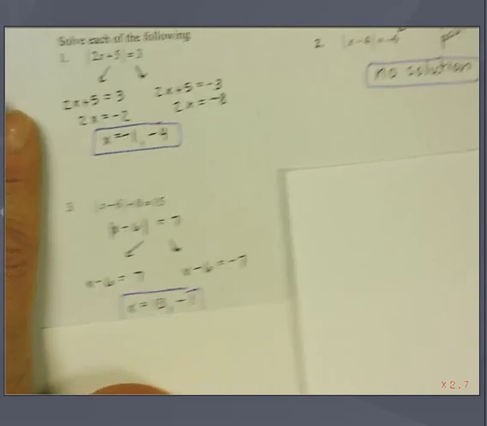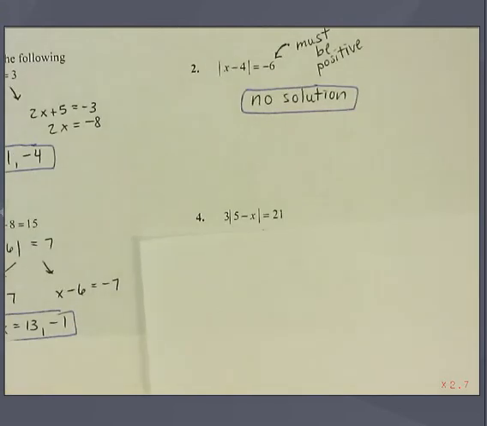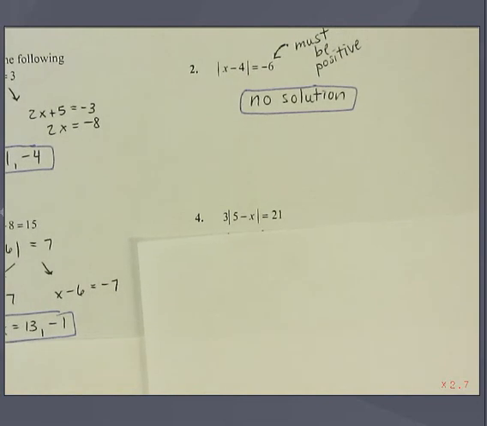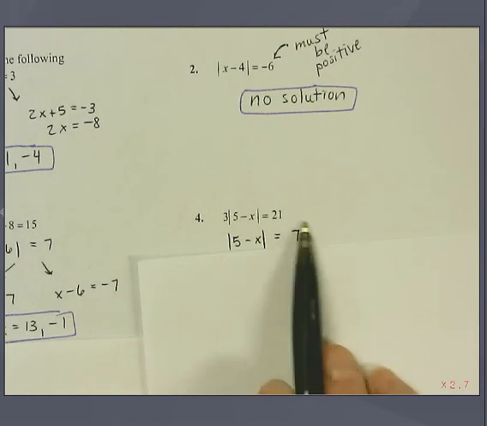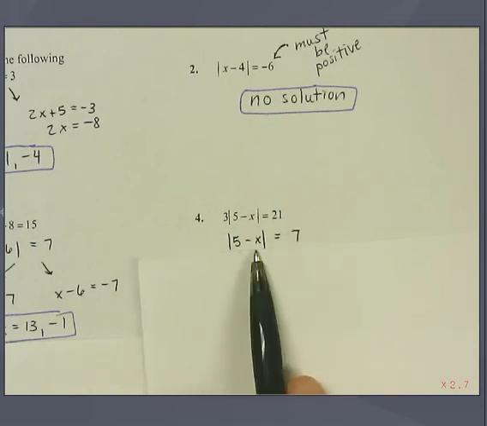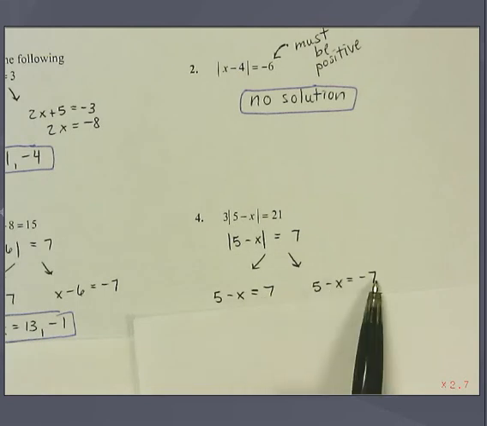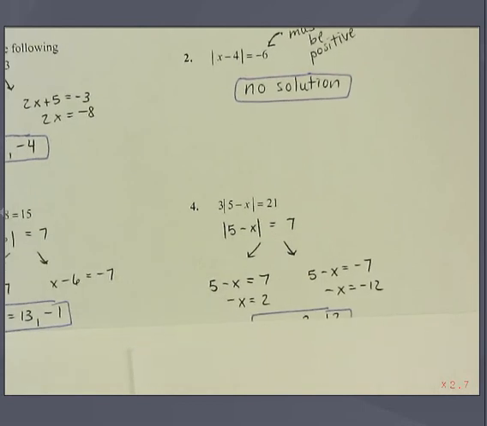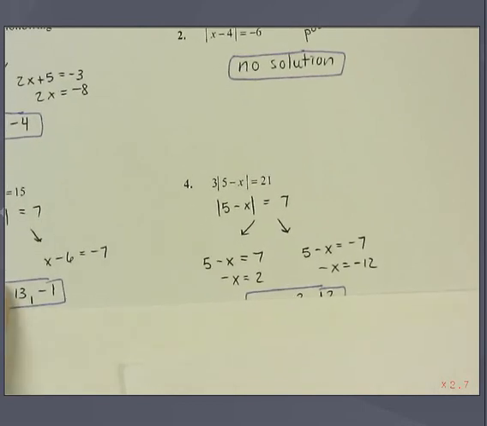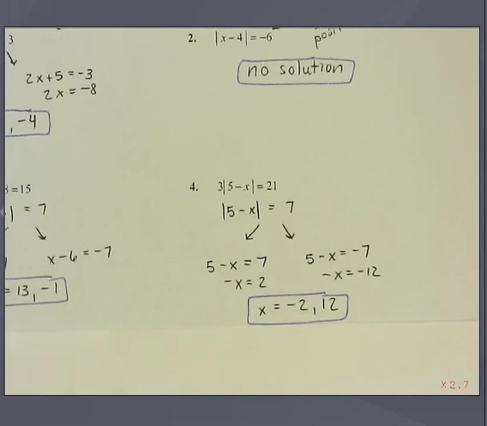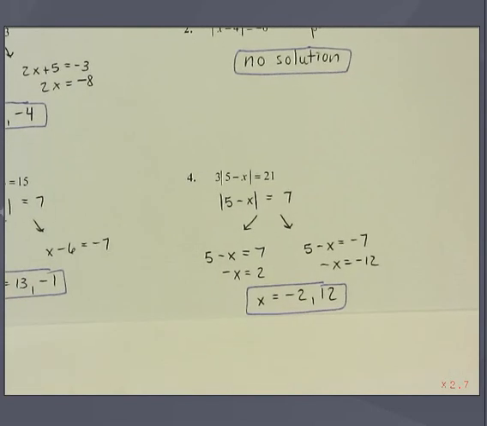Okay. And the last example here, get the absolute value by itself, divide by 3. So we're going to have the absolute value of 5 minus x equals 7. This is a positive number, so we continue. This expression inside has to equal either a positive 7 or negative 7. Solve both of the equations, and you should get x equals 2, negative 2, and positive 12.